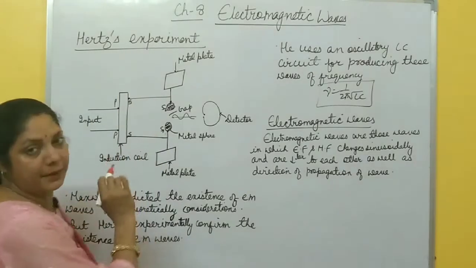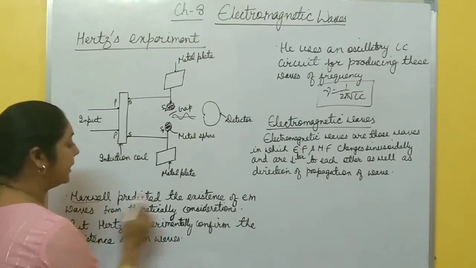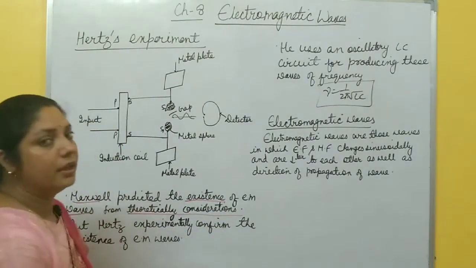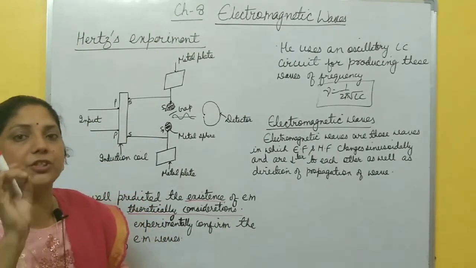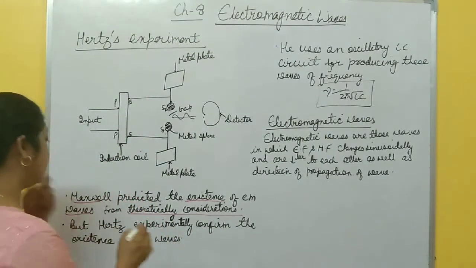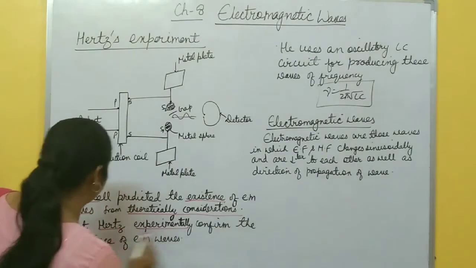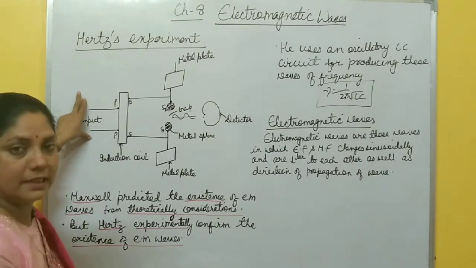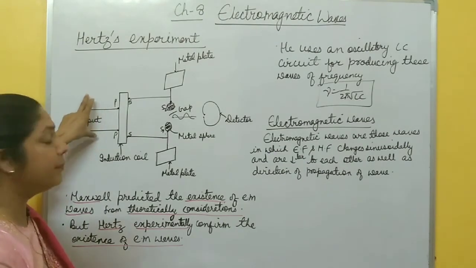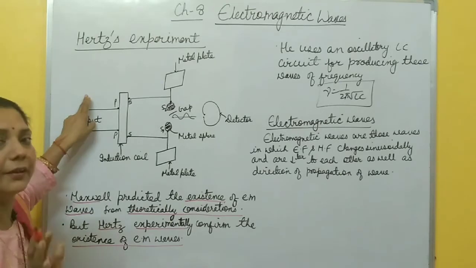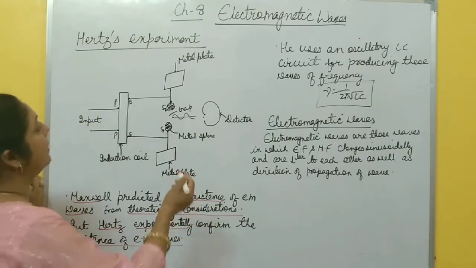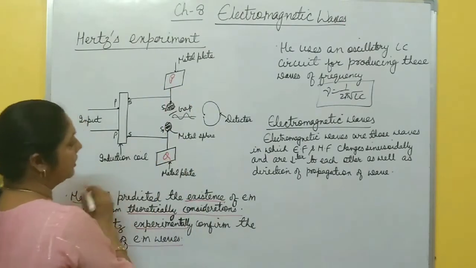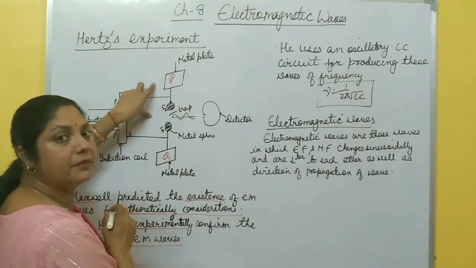Now, the Hertz experiment. You know, Maxwell predicted the existence of electromagnetic waves from theoretical considerations. Maxwell explained theoretically the production of electromagnetic waves, but Hertz experimentally confirmed the existence of electromagnetic waves. This is the arrangement of the Hertz experiment. Hertz experimentally proved the existence of electromagnetic waves. The experiment consists of two metal plates. Suppose one is P, another one is Q, and these two metal plates are connected to a thick wire.